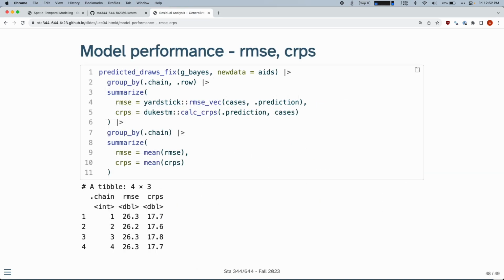Model performance. So we can calculate these. The RMSE and the CRPS are not terribly useful in and of themselves. Those are like a model comparison criterion. So once I have multiple competing models, I would then compare across these to see. At least the good thing is that they've sort of converged. They're consistent across these things, so they're fine. But they're not useful in and of themselves at this point.